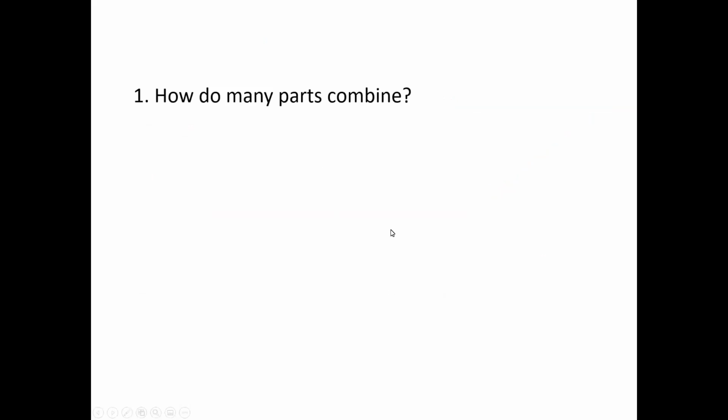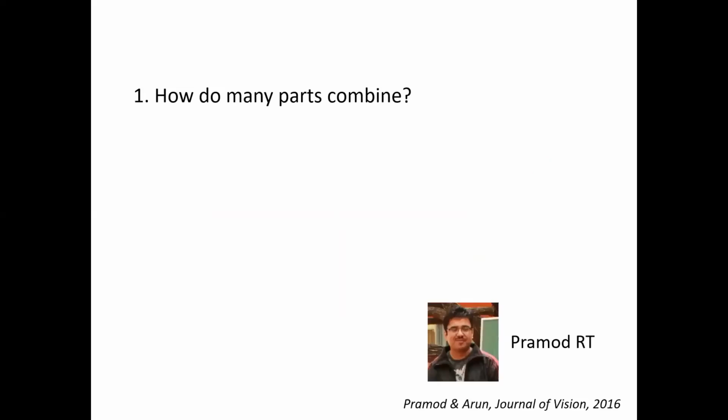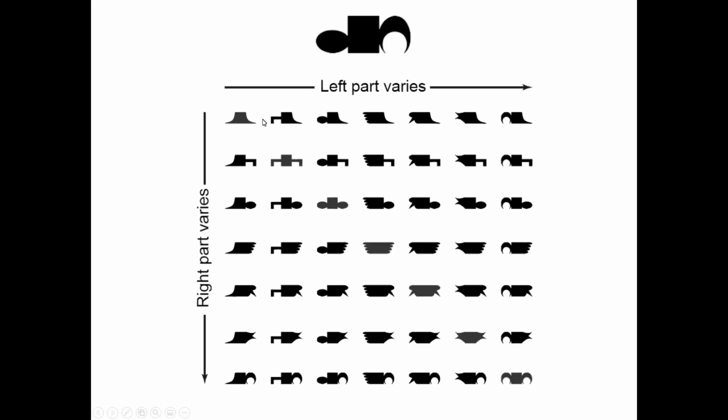And then the first question that we started out asking is, well, how do we understand how many parts combine? This is work that Pramod in our lab, who's a PhD student, and he's off doing a postdoc at MIT right now. We did lots of experiments that Pramod did. The basic idea is this: we wanted to create artificial objects. These are created by taking two completely random sets of parts and then sticking them together with a stem, connecting them.